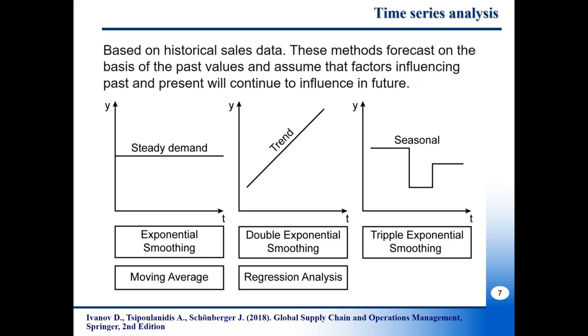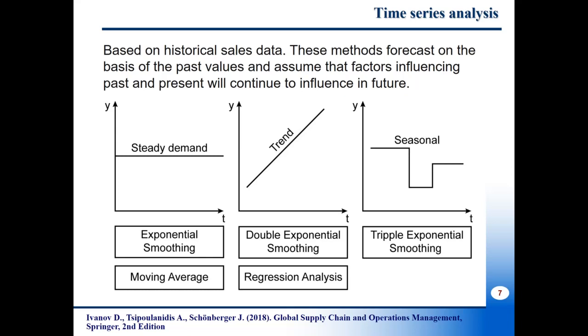Simple or single exponential smoothing uses a weighted moving average with exponentially decreasing weights due to the existence of a smoothing constant as a level component. Therefore, it is appropriate for steady demand.